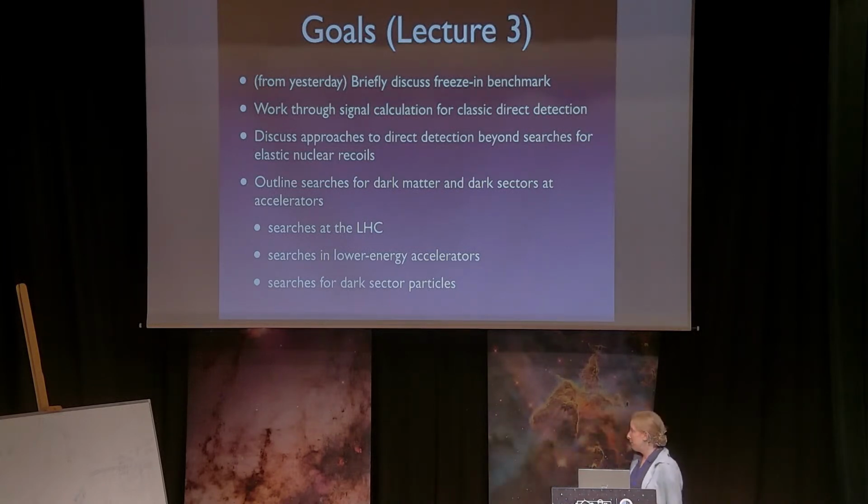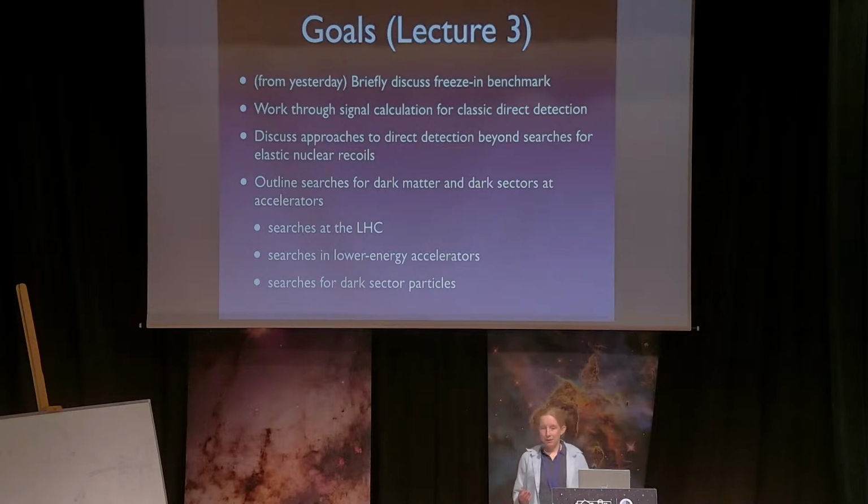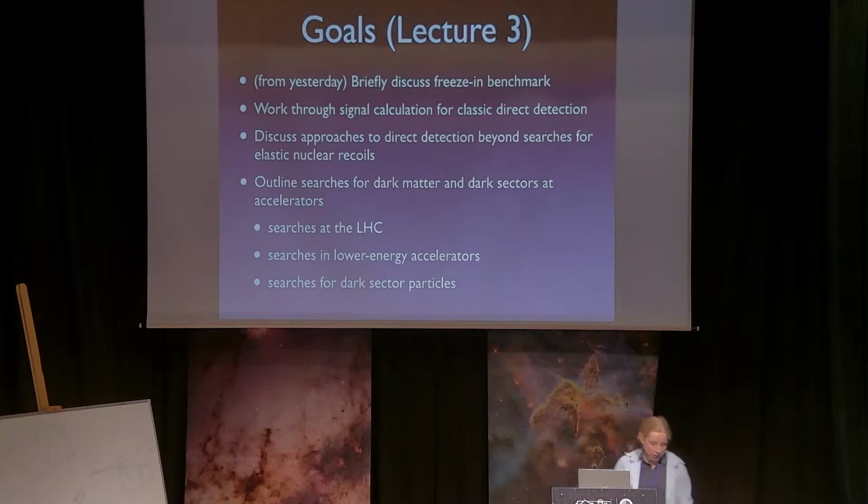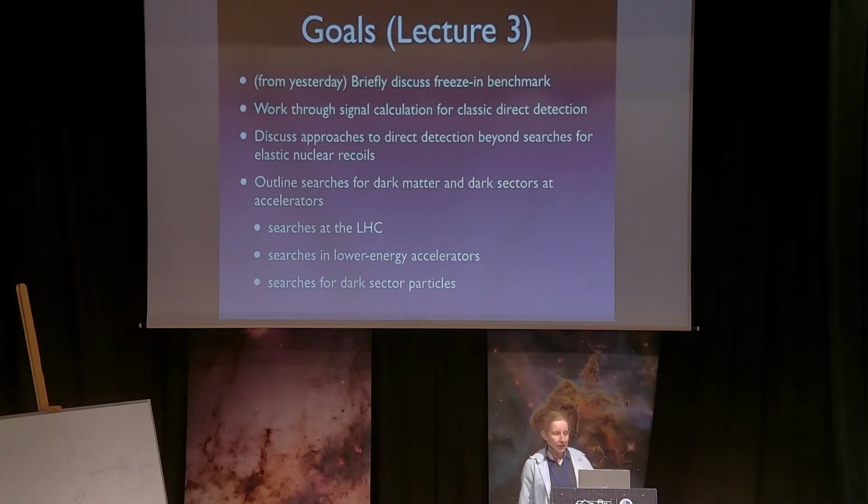And then I want to say a bit about searches for dark matter and for dark sectors at accelerators. These can be searches for the dark matter itself or for particles that interact with the dark matter, such as the vector or scalar mediators that we talked about last time. So I'll say a bit about both the classic searches at the LHC, the searches using lower energy accelerators, and the searches that don't look for the dark matter at all, but just try to go after the mediators.